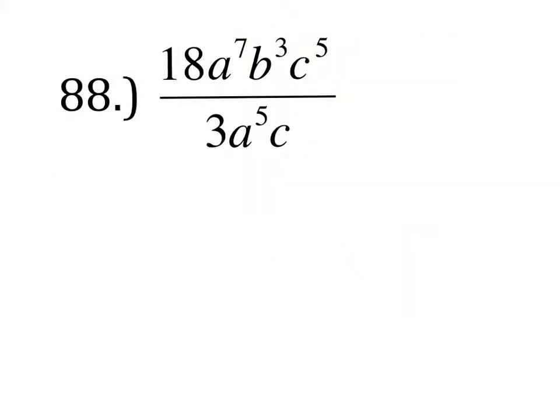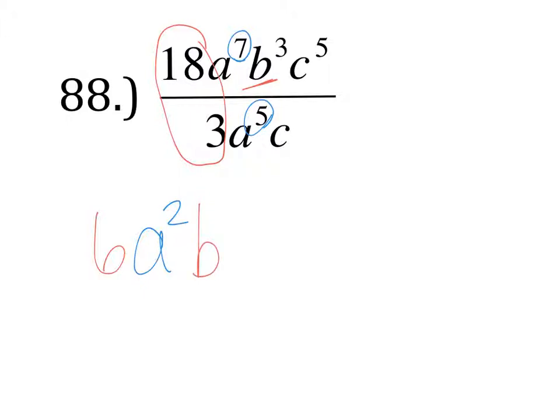The last example we're going to look at is number 88, and we are dividing. So we are going to look at our coefficients, our constants, 18 divided by 3. We're going to divide like normal, which would be 6. And then we're going to look at our a's. So we have a to the 7th over a to the 5th. So if we subtract, 7 minus 5 is 2, so it's a squared. Our b values, we have b cubed, and that's it. So it's going to stay b cubed.